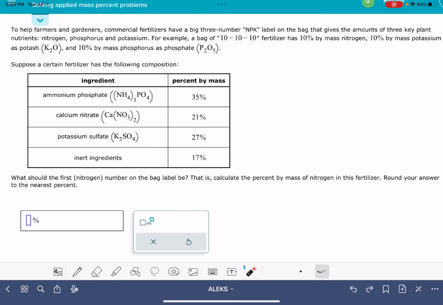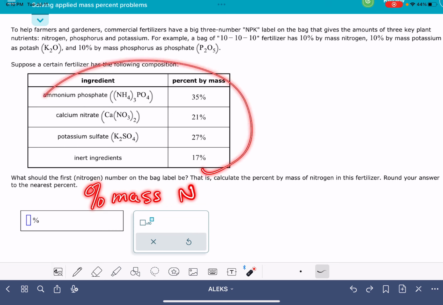So for this one, you have a hypothetical fertilizer, and it's giving you the formulas of 3 components. And it says you've got some inert ingredients that you don't have to worry about. And it's giving you the percent by mass of all 4 of these different components. Every version that I saw had 4 components to it. And it wants you to figure out the percent by mass of the nitrogen atoms in this combination, just the nitrogen atoms alone. So this is tricky.